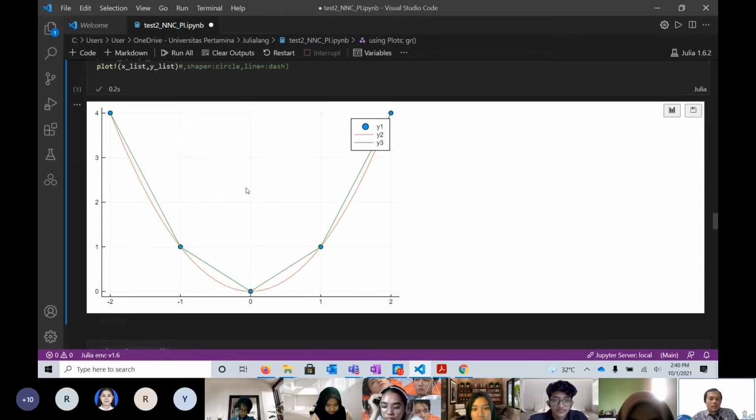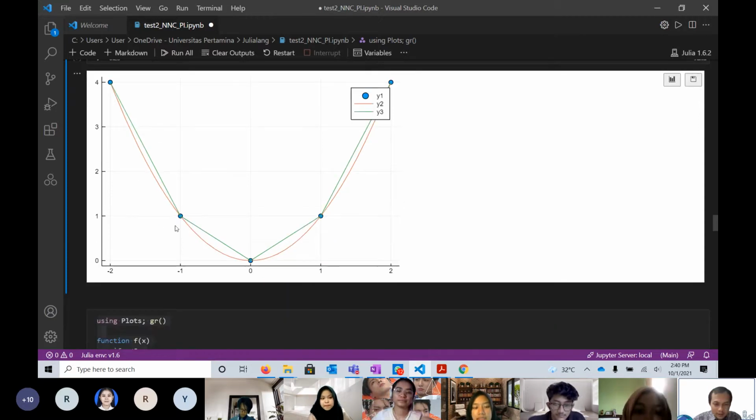Now, which one is the correct plot for y equals x squared? The green one or the red one? The red one. Okay, any other answer? Okay, the answer is correct.